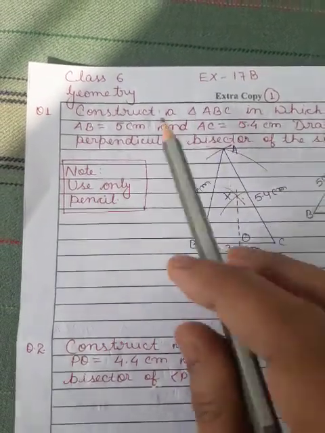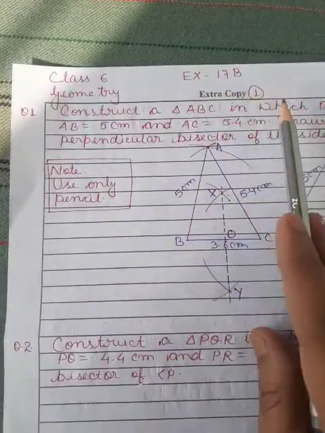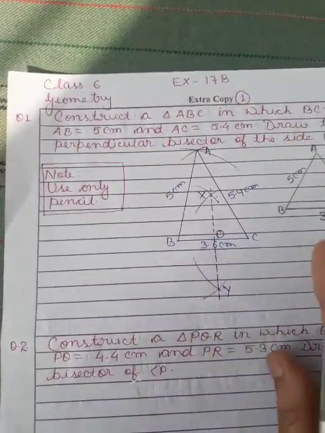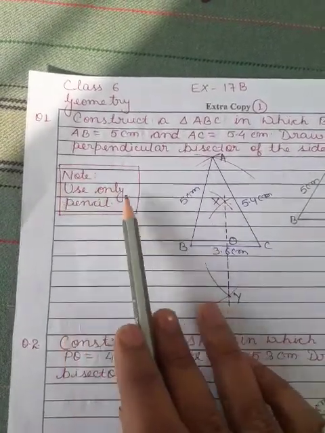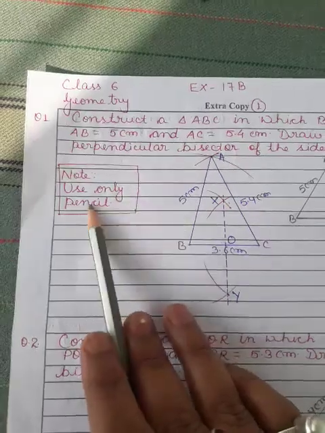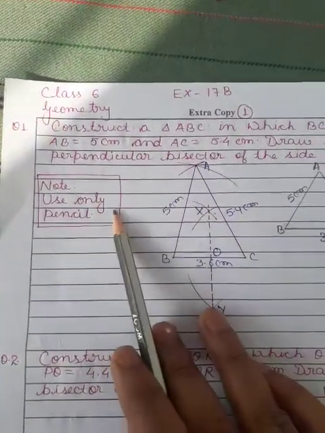Hello students, this is class 6 geometry exercise 17b. This chapter is based on the construction of triangles, and once again I am reminding you to use only pencil for constructing the triangles. So let us start number 1.